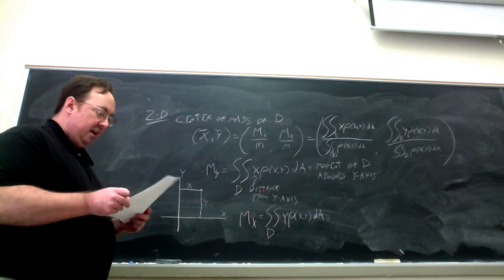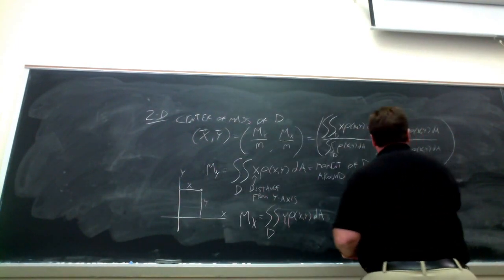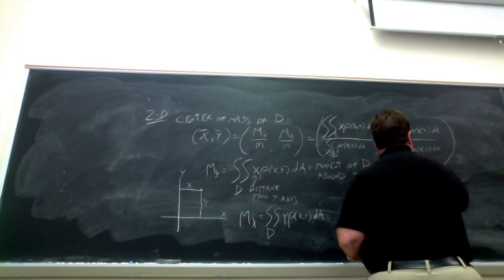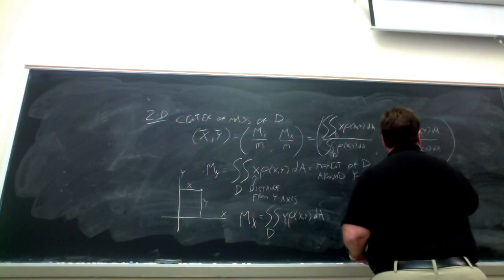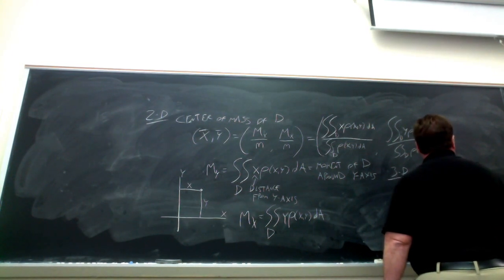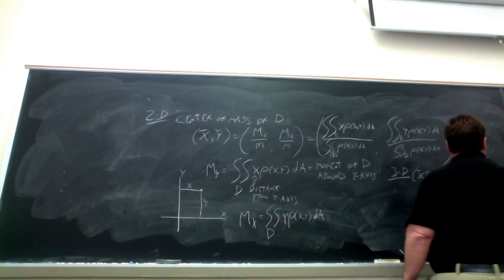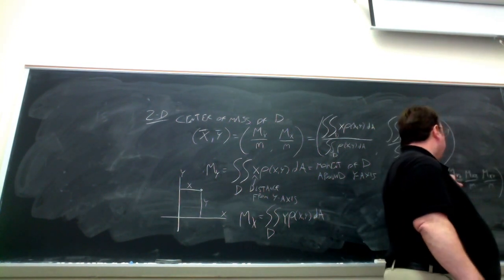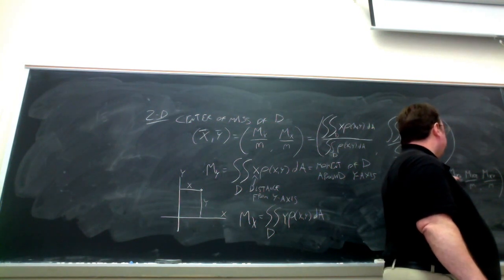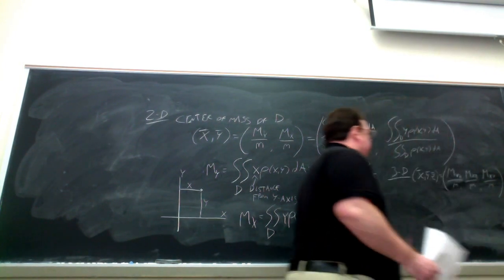Now, for the 3D case, it's similar. So for the center of mass, x bar, y bar, z bar, we have M_yz over the mass for the x coordinate, M_xz for the y coordinate, and M_xy for the z coordinate. So notice the subscripts: if I want the x coordinate, I have all the other variables. For the y coordinate, I have everything but y. For the z coordinate, I have everything but z.